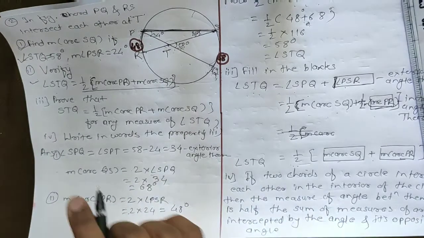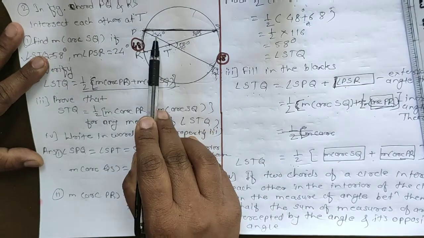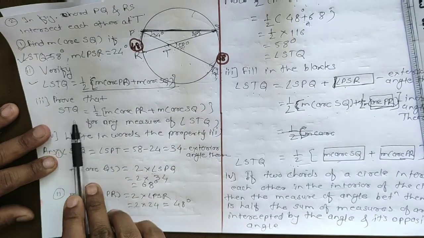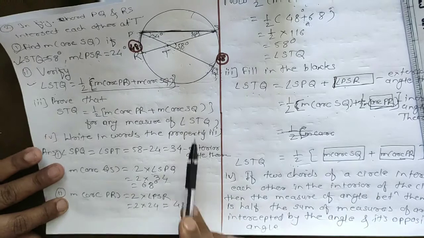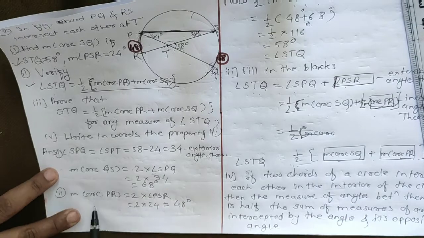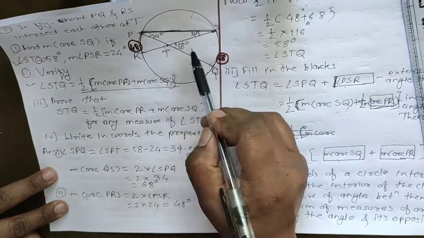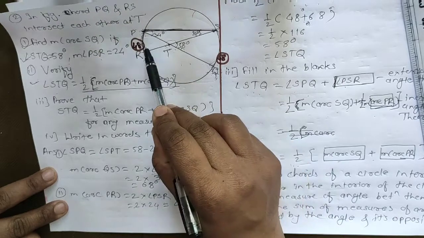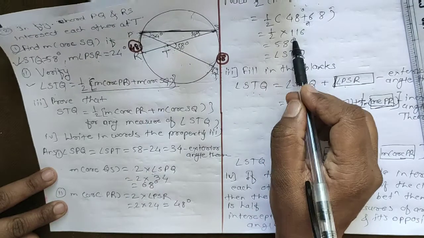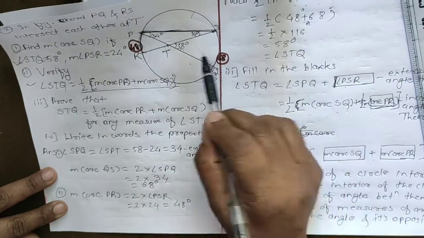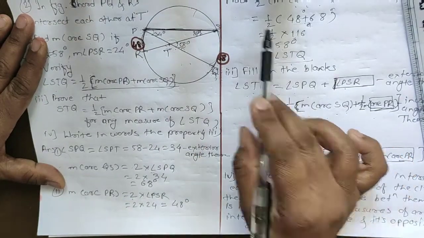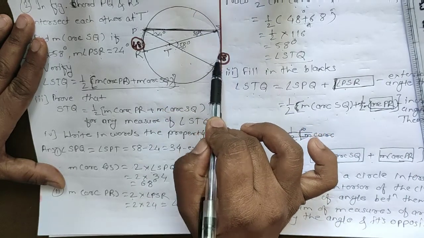So first of all we have to find the measure of arc SQ. Arc SQ is double of angle P, so SQ is double 34, which is 68. Next we have to show that STQ is equal to half the measure of arc PR plus arc SQ. For that we find the measure of PR, which is double of angle S, and arc SQ is double 34. The sum of these two is 116, and its half is 58. We got 58 as the measure of angle STQ. So STQ is half the measure of arc PR plus arc SQ.